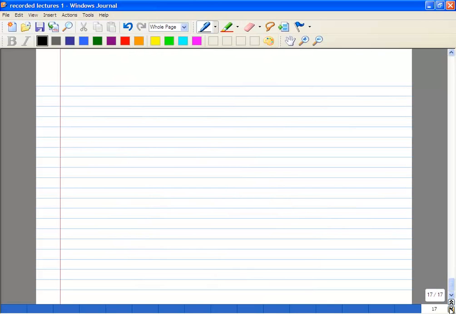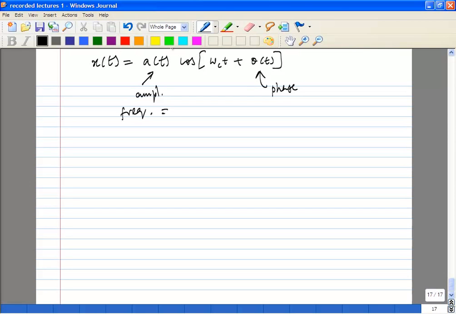Now a generalized passband signal can be represented as x of t equals a of t, which is the amplitude modulation, cos of omega ct plus theta of t. So this is the amplitude modulation portion, and this is the phase modulation. Okay, and remember that the instantaneous frequency is omega c plus d theta of t by dt. Now let's look at some analog modulation schemes.